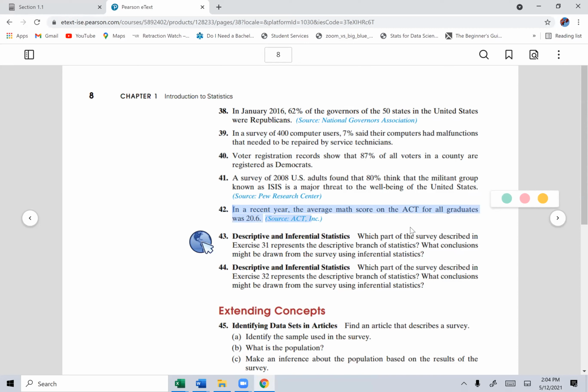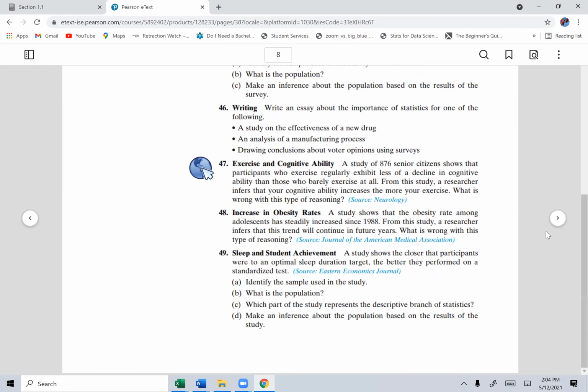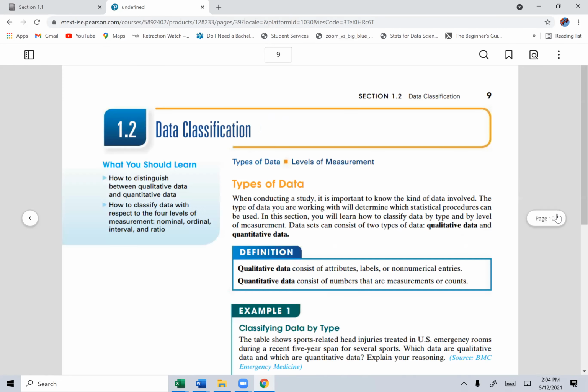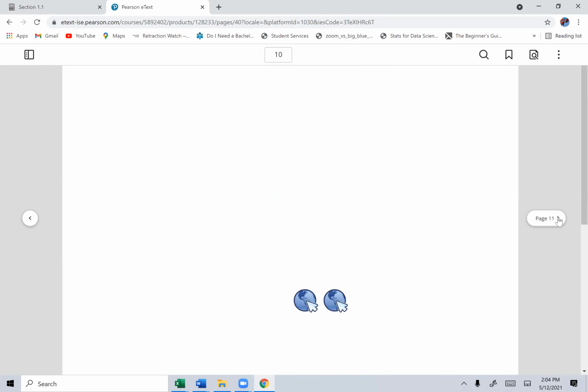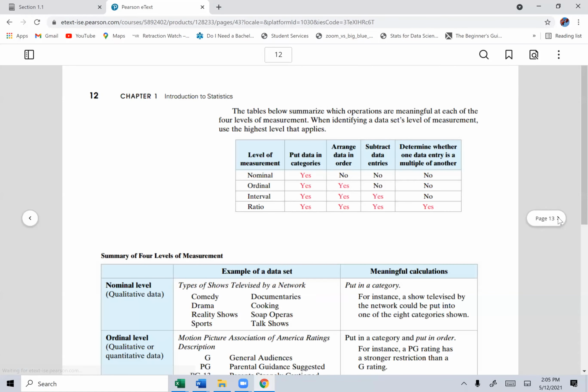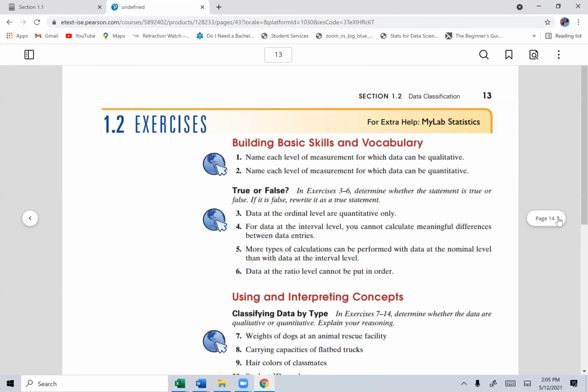42. In a recent year, the average math score on the ACT for all the graduates was 20.6. Population. Parameter. Yeah, very good. Okay, I'm going to go to section 2 and do some exercises. All right.